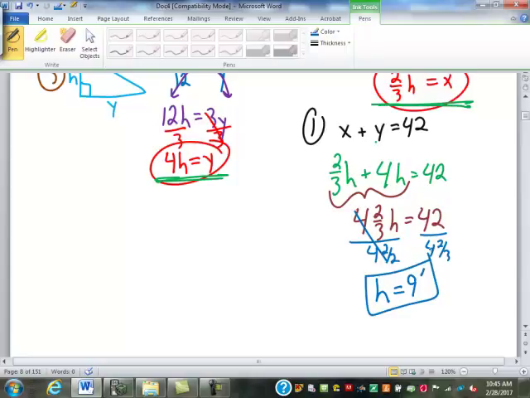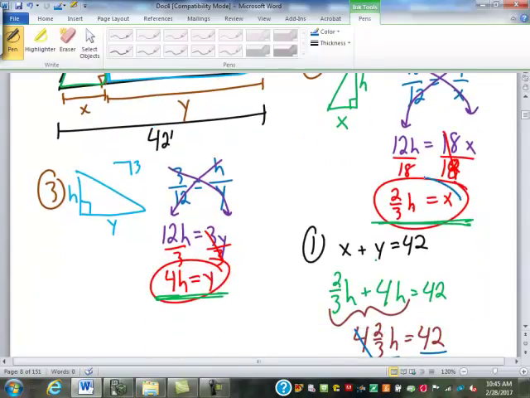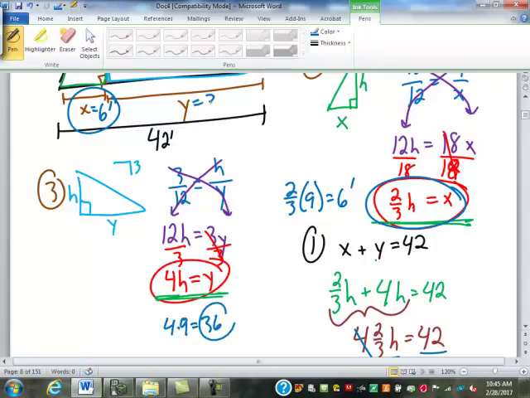I'm going to pause there. Let me know when you've got everything down, and we'll go back up and put 9 in our triangle. Good? Jake, you good? Yep. So h is 9. 9 feet of height. Now we come back here. X is 2/3 times h. 2/3 times 9 is 6. X is 6 feet. Y is 4h. 4 times 9 is 36. That's 36 feet. Do those add up? Yes, they do.